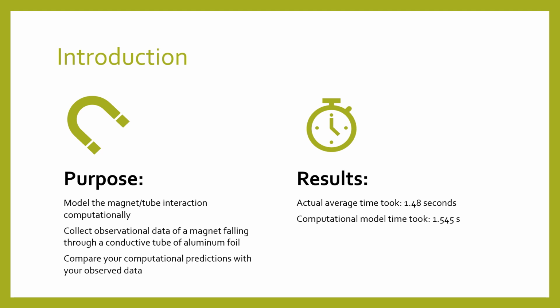For this lab, the main purpose was to retrieve observational data from the scenario in which a magnet falls through a tube of aluminum foil. Also, to model this interaction computationally, and finally, to compare the computational predictions with the observed data. A preview of my results is that the actual average time taken was 1.48 seconds versus the computational time of 1.54 seconds.